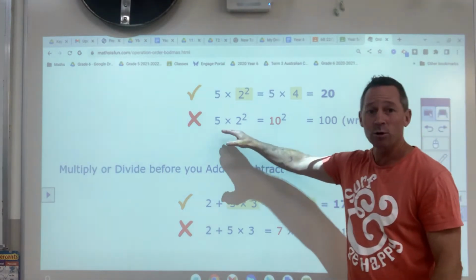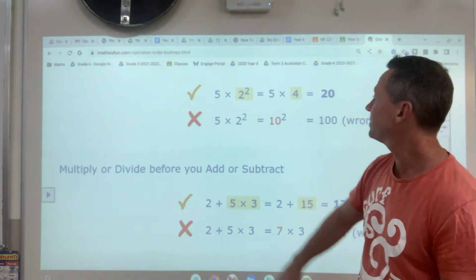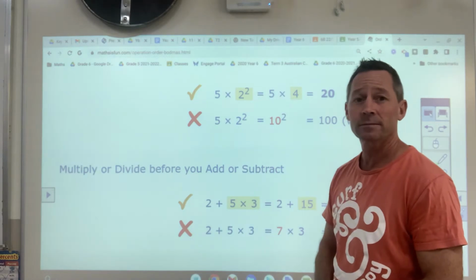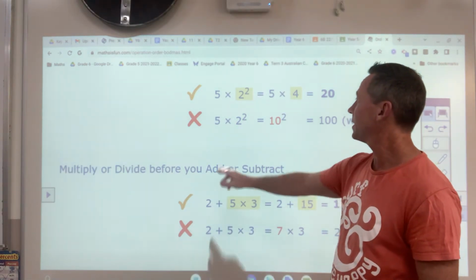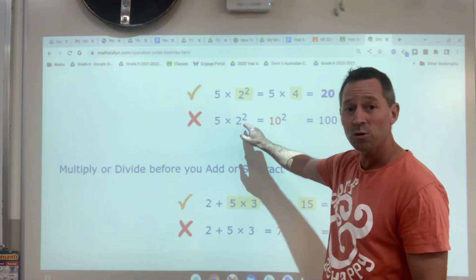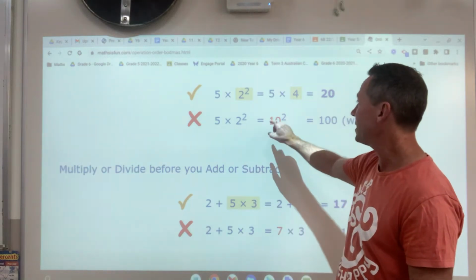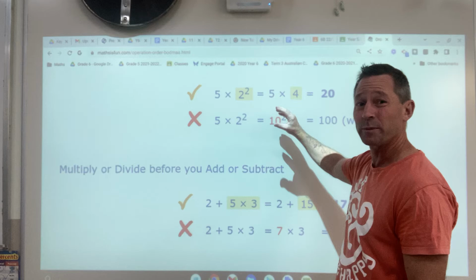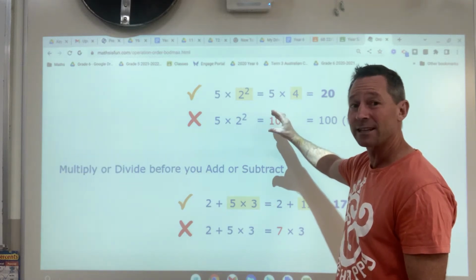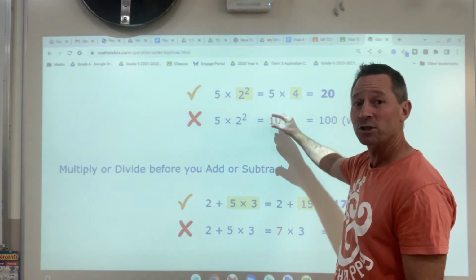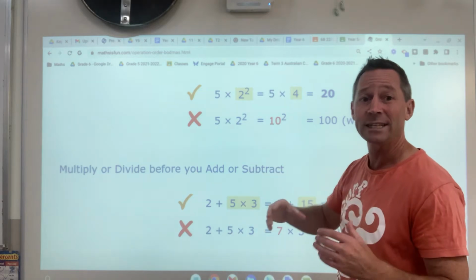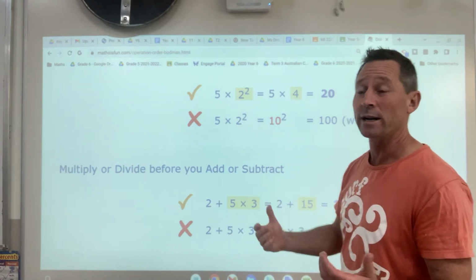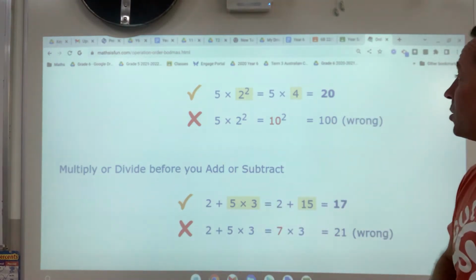Here you can see what the person has done wrong. What do you think they've done wrong? They've gone 5 times 2, which is 10, and then they just put the 2 next to it, which means squared. So basically they're saying 10 to the power of 2. Expanded form would be 10 times 10, which is 100. And 100 would be wrong.